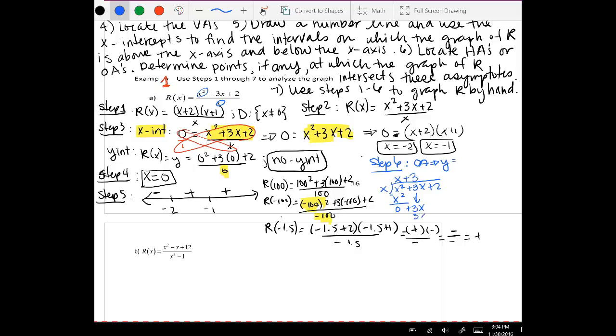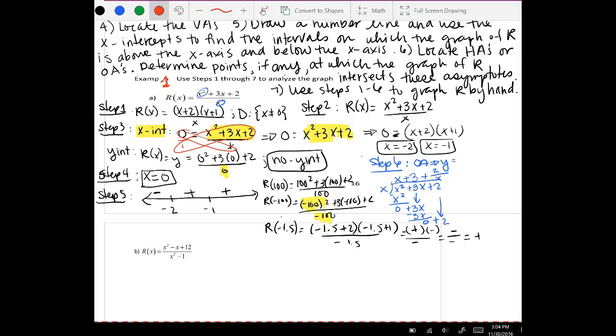3 times that is 3x. Subtract. We're going to get 0. Bring down your 2. 2 cannot divide by x, so this is actually your remainder. So your remainder is going to be written 2 over x, okay?